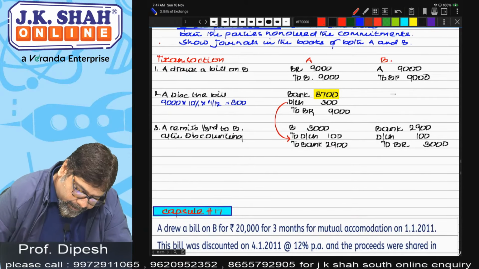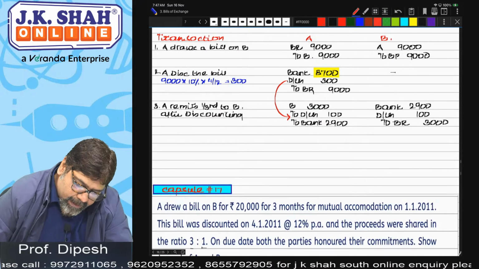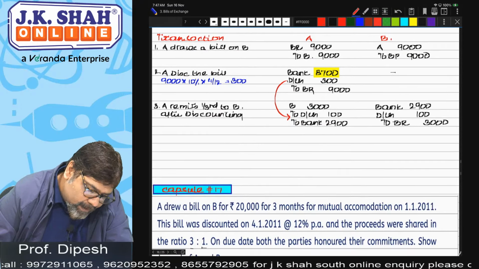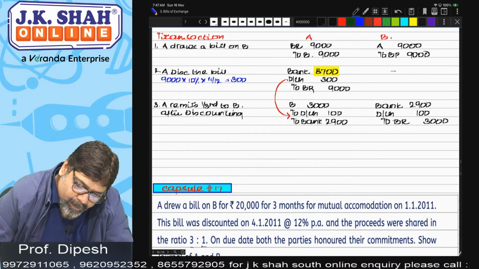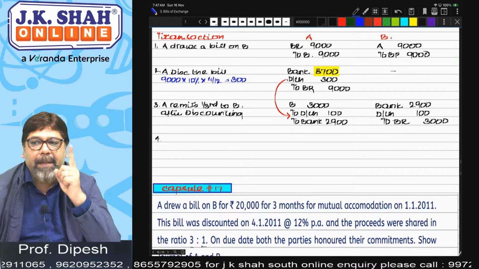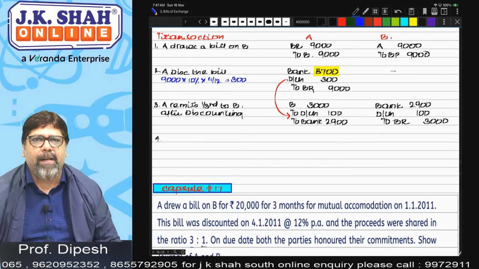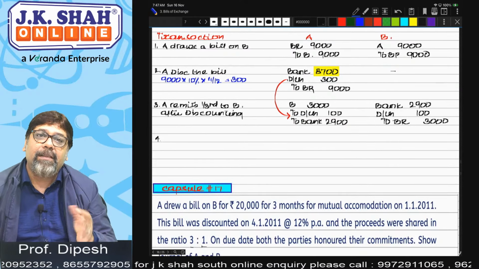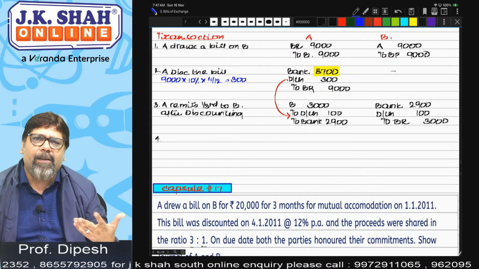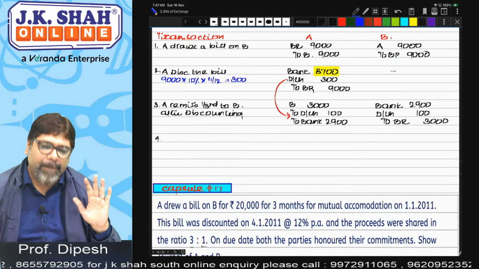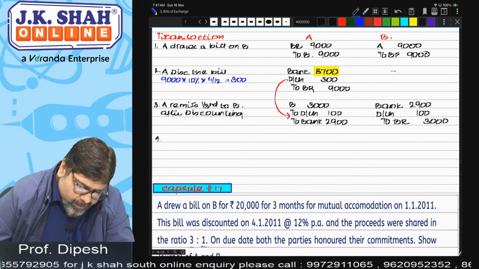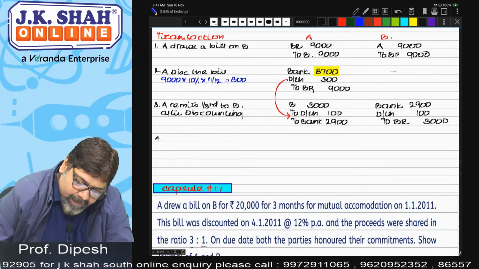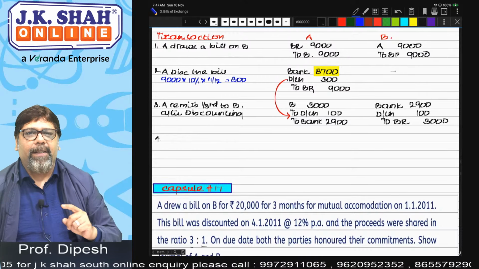Number 4, chartered. Bank will go to B asking for 9,000. Will B take out the entire 9,000 from his pocket? No. B's share is how much? 3,000. So B will take out from his pocket 3,000. Am I clear? Yes or no? Yes.